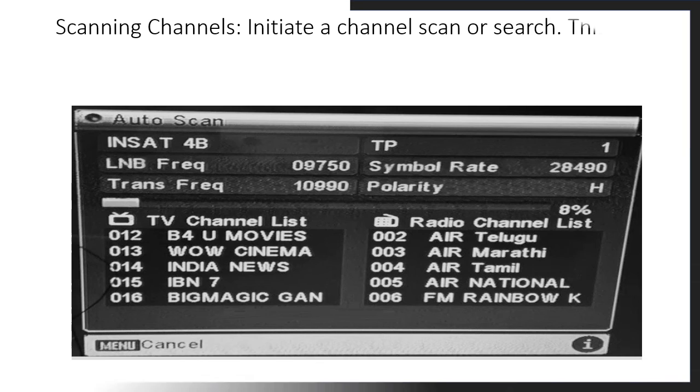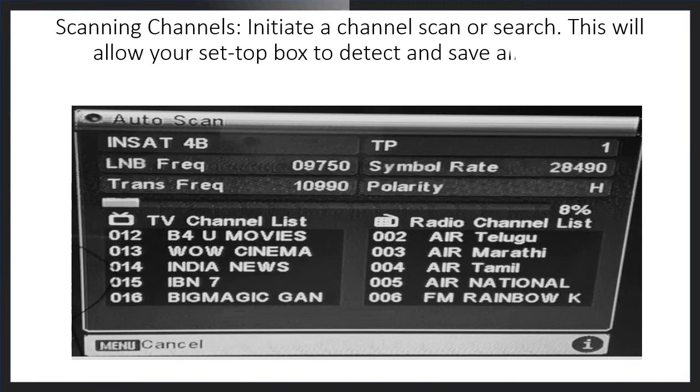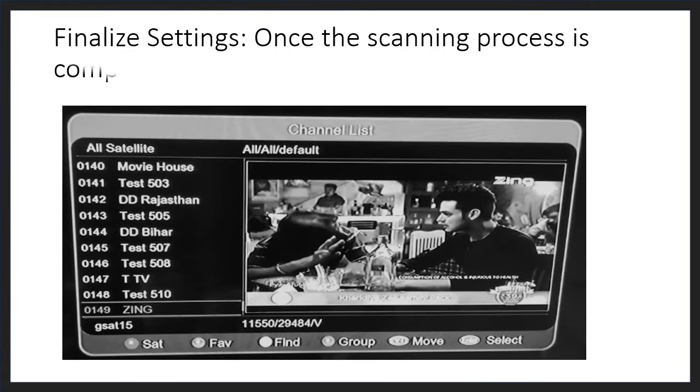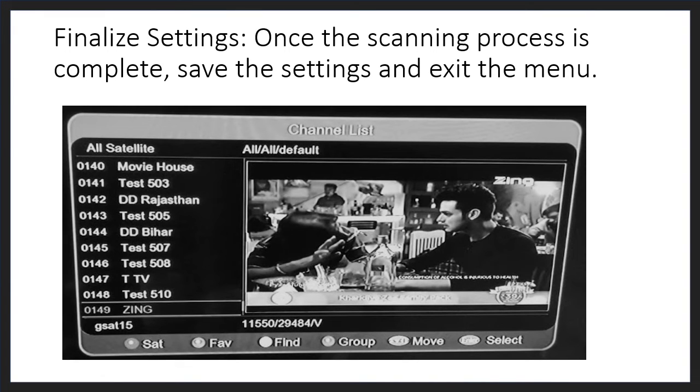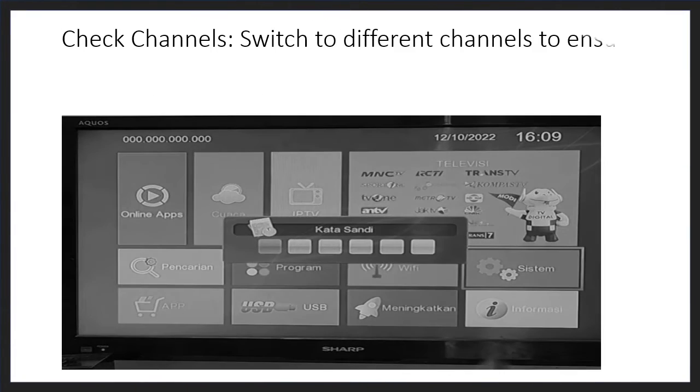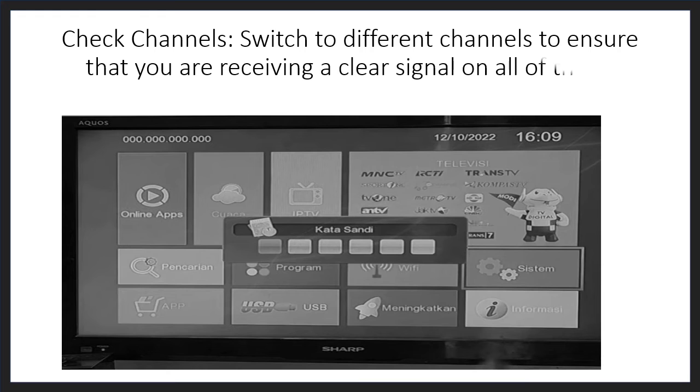Scanning channels. Initiate a channel scan or search. This will allow your set-top box to detect and save all available channels. Finalize settings. Once the scanning process is complete, save the settings and exit the menu. Check channels. Switch to different channels to ensure that you are receiving a clear signal on all of them.